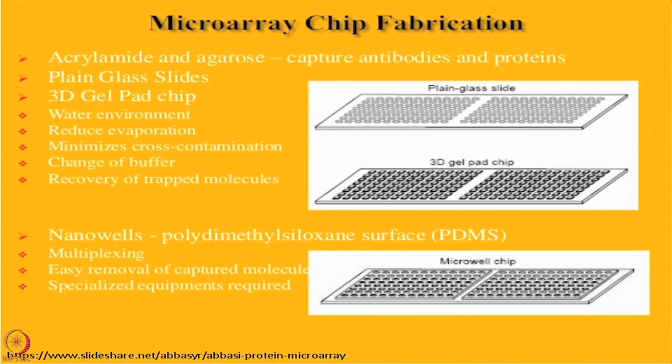I am going to talk about the peptide microarray, and how we do fabrication on the microarray slide. Fabrication we do on the plain slide. These are simply captured by the agarose or acrylamide. Then this is the 3D slide. These 3D slides basically reduce the evaporation, minimize the cross contamination, and the recovery is better with these 3D slides, 3D gels. And this is the nano well.